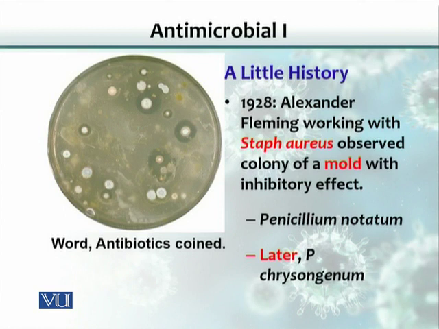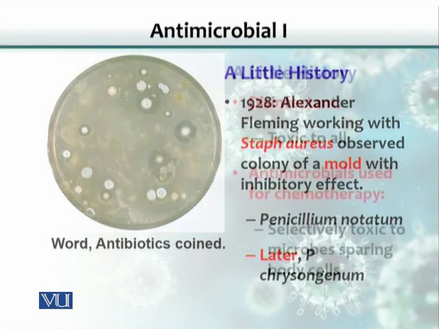As you can see in this photo, some colonies have clear zones around them, and that is basically the inhibitory effect. Where a mold is growing, the mold secretes its chemical or substance into the medium that inhibits the growth of the microorganism. So this observation led him to isolate penicillin, which we still use today.